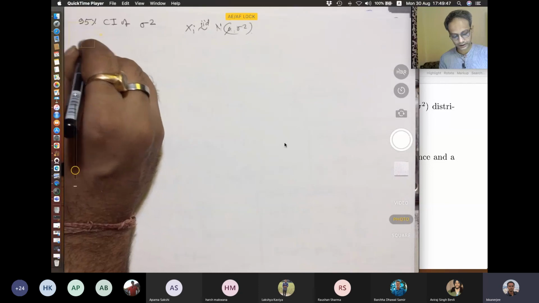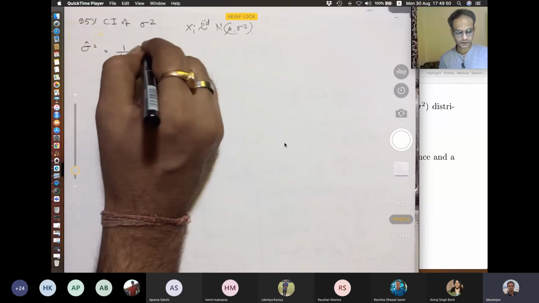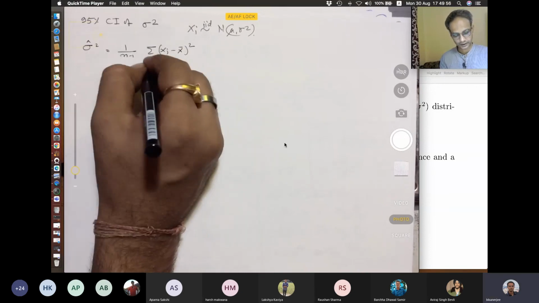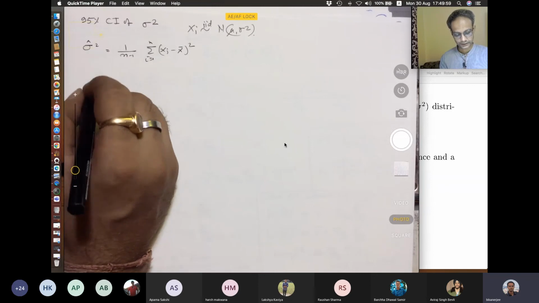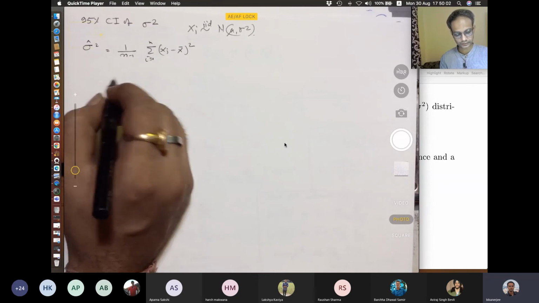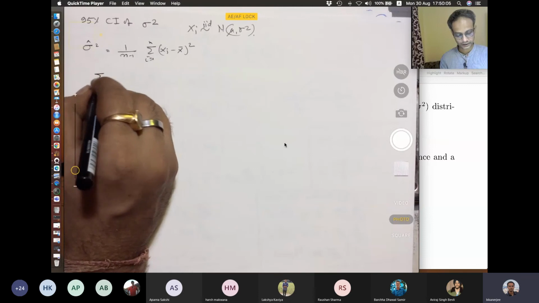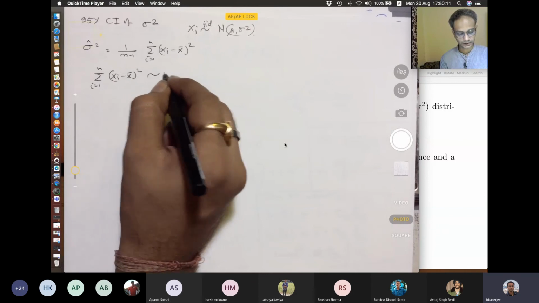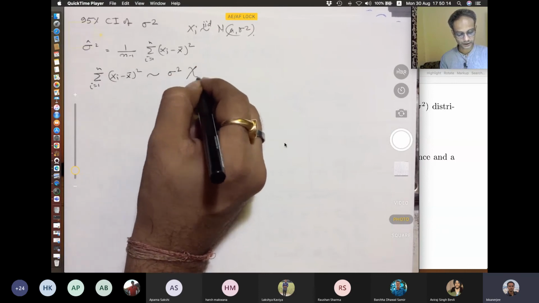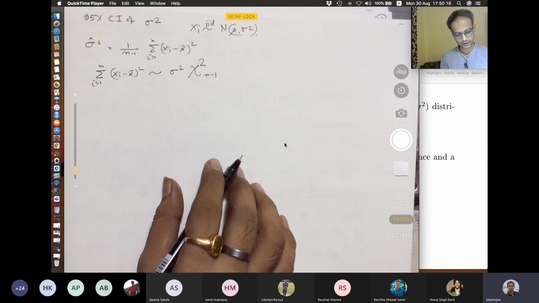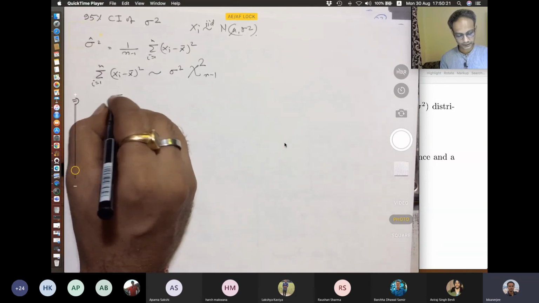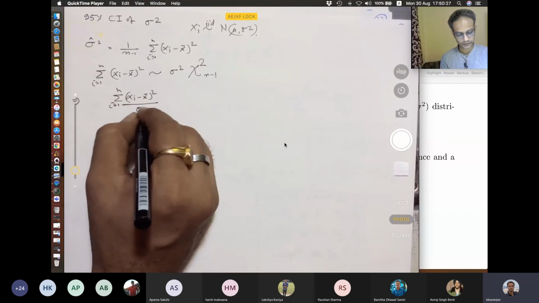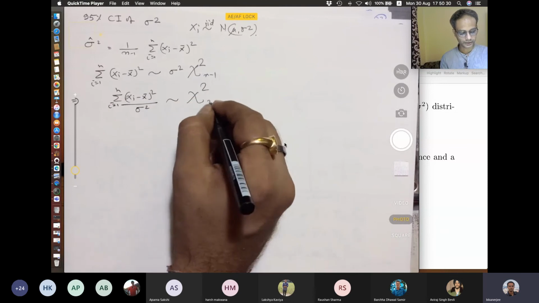So sigma square hat is 1 upon n minus 1 sum over xi minus x bar whole square, i running from 1 to n. That thing you already know. Let us start with this expression: sum over xi minus x bar whole square, i running from 1 to n, follows sigma square times chi square with n minus 1 degrees of freedom, that you know. That implies sum over xi minus x bar whole square divided by sigma square follows chi square with n minus 1 degrees of freedom.